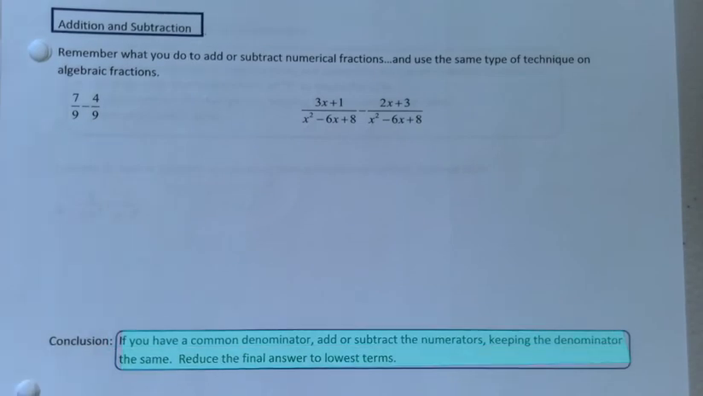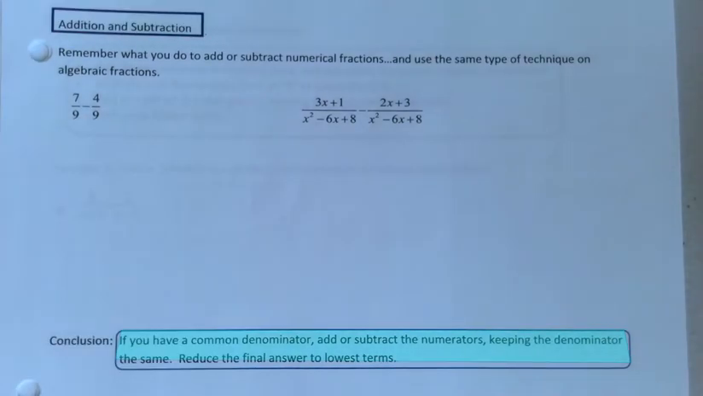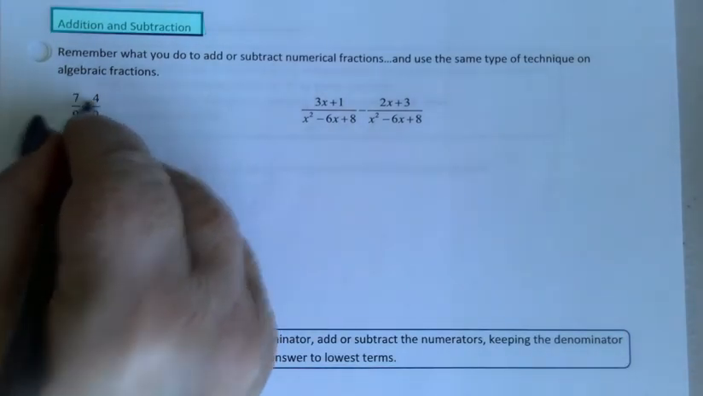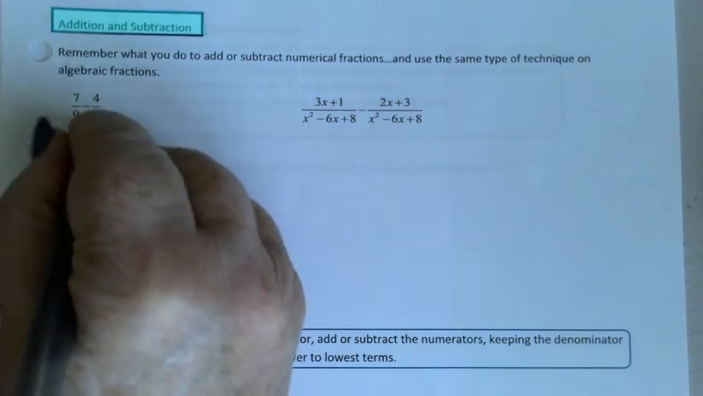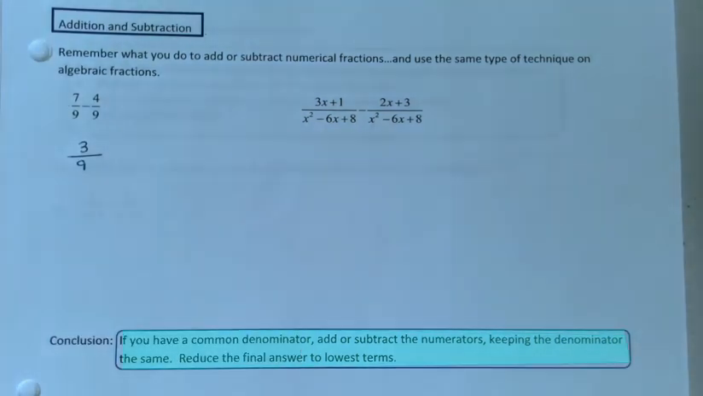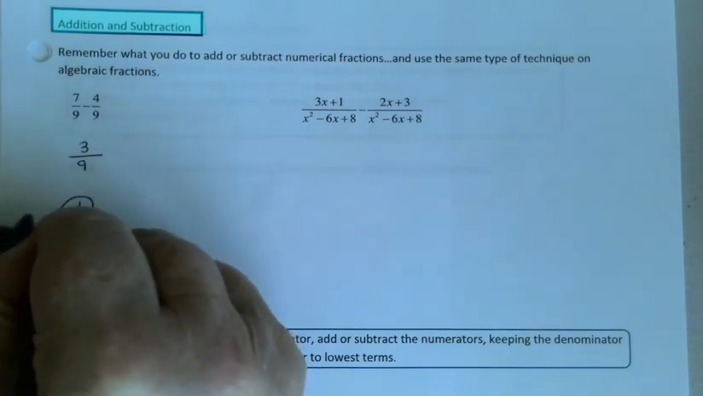Once again, what we did to add or subtract numerical fractions is the same thing we're going to basically do to add and subtract these algebraic fractions. If we're lucky enough to be given a problem that already has a common denominator, then all I have to do is add or subtract the numerators. So 7 minus 4 would be 3. And then I keep that same common denominator for my answer. Once I have that done, of course, I would want to reduce my answer to lowest terms, which in this case would be 1/3.